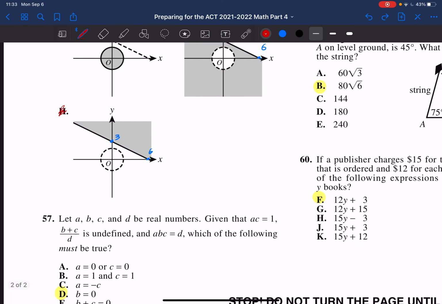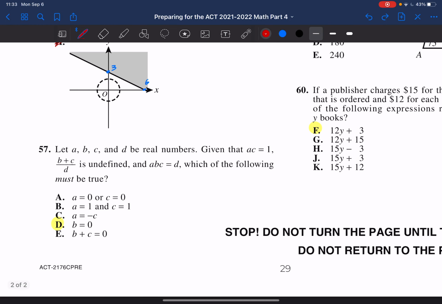All right, 57. A, B, C, and D are real numbers. Now they tell us that A times C is 1, so that means those are reciprocals. B plus C over D is undefined, and A plus ABC equals D. So which of the following must be true? Now they say that AC is 1. Well, I have AC right here, so that means B equals D.